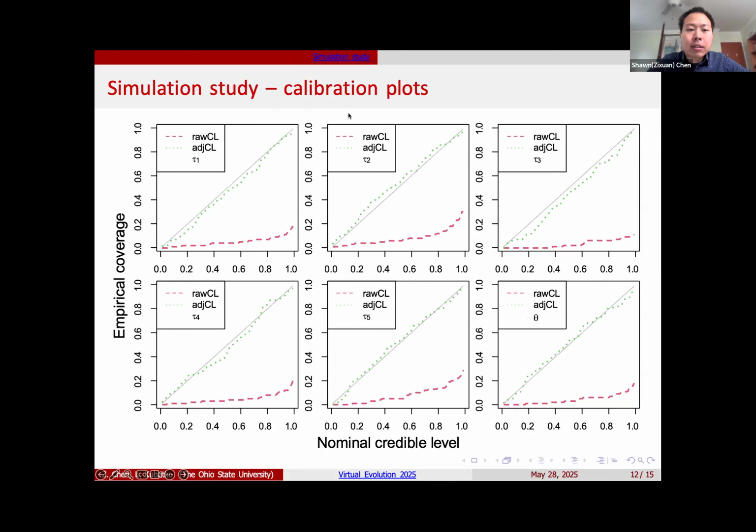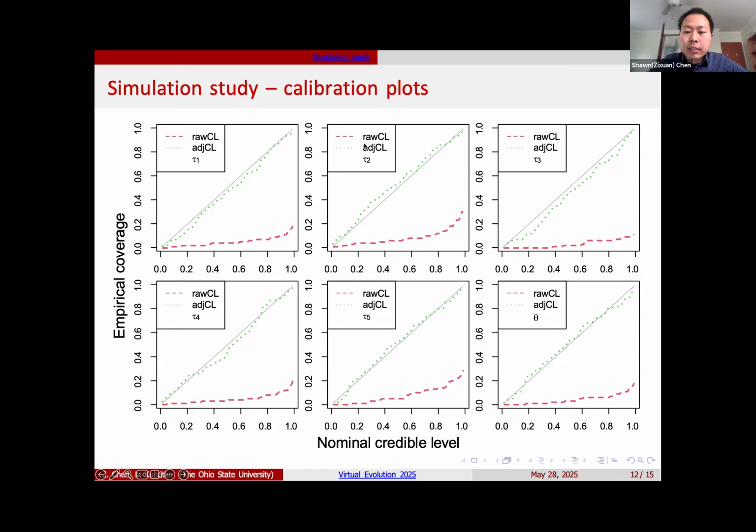And finally, this is what we call a calibration plot that can show the performance of the method in terms of coverage of the credible intervals. So the ideal calibration curve would be the gray 45-degree diagonal line, which means that the empirical coverage of the credible interval matches exactly the nominal level.